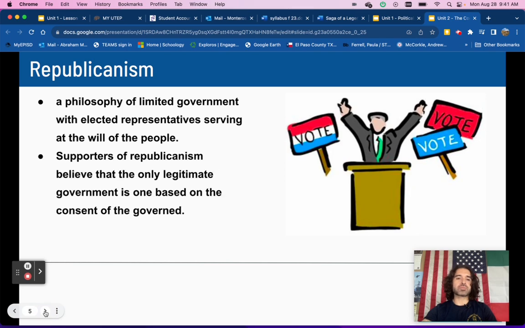Republicanism. So republicanism is a philosophy of limited government with elected representatives serving at the will of people. So republicanism is when we vote for someone else to represent us. So think about republicanism and represent. Do not confuse it with the political party Republican. Okay, it's not the same. Republicanism means that we choose someone else to go represent us. We choose the mayor and they represent us. We vote for a senator and they represent us. Okay, republicanism.